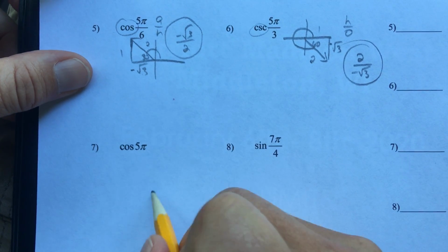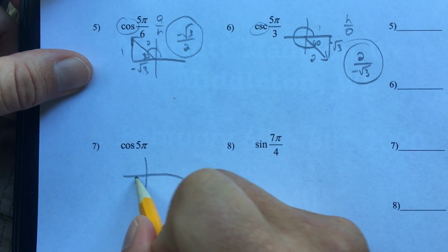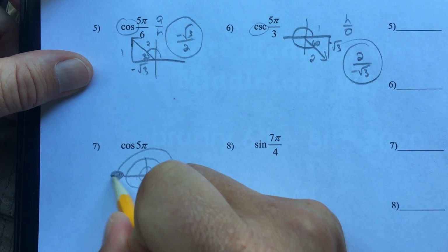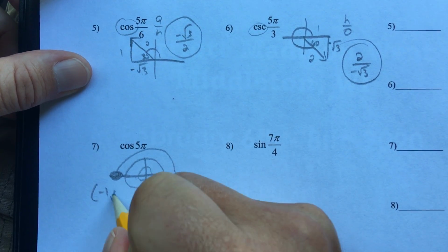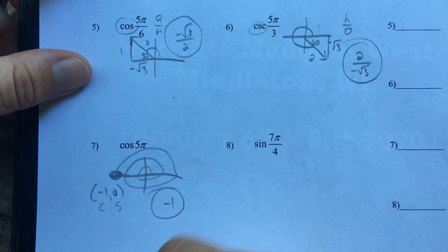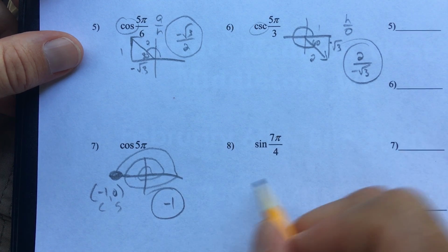Okay. 5 pi, each pi is 180, so 1, 2, 3, 4, 5 puts us right there. That is negative 1, 0. Cosine, sine, and therefore we have a cosine of negative 1.